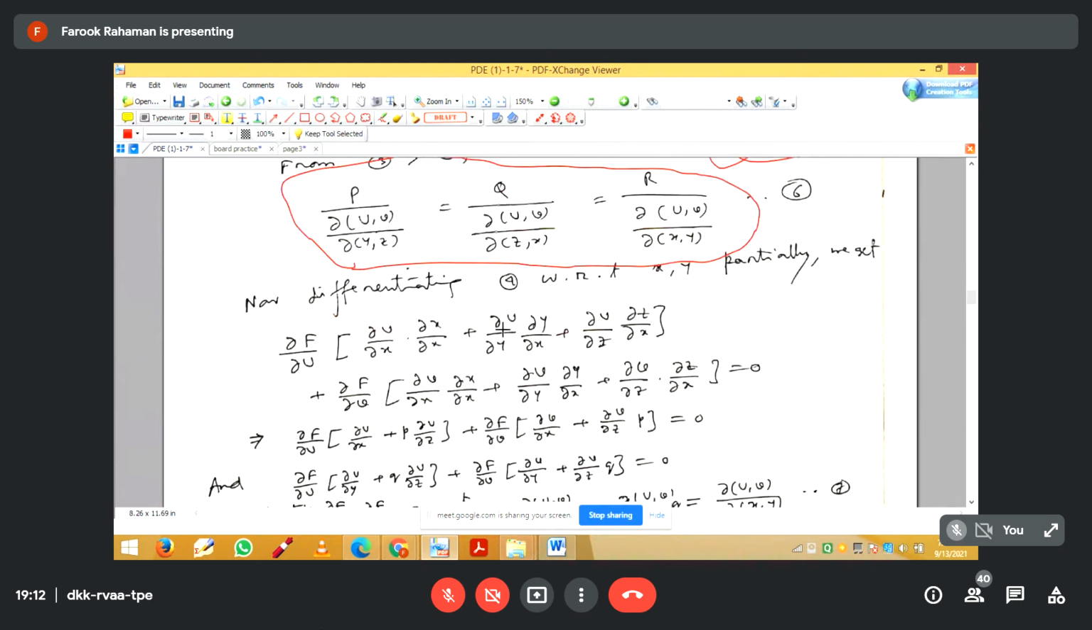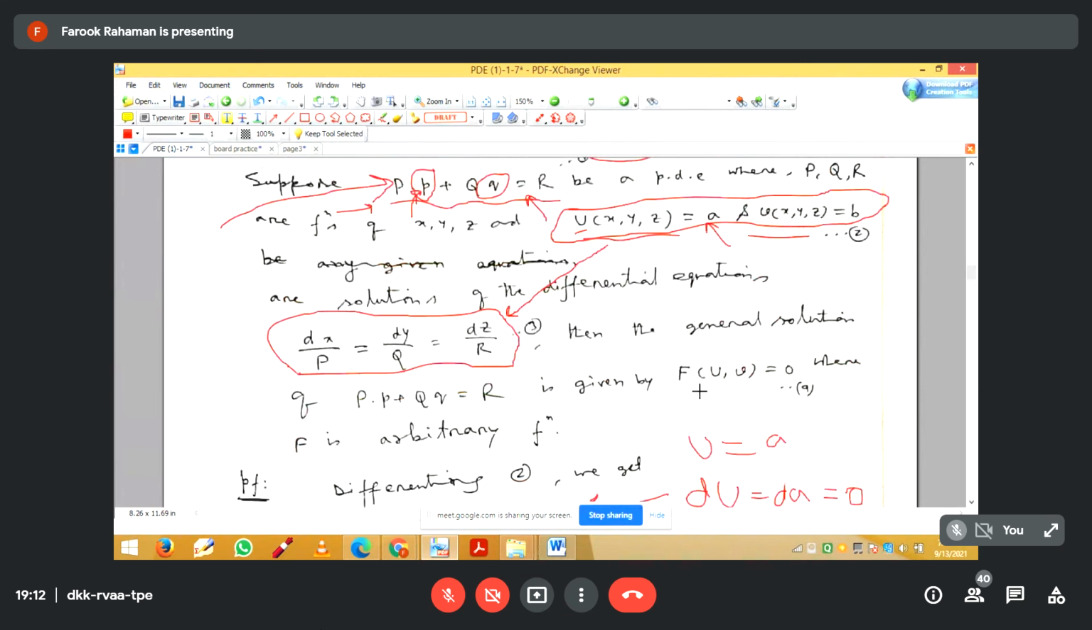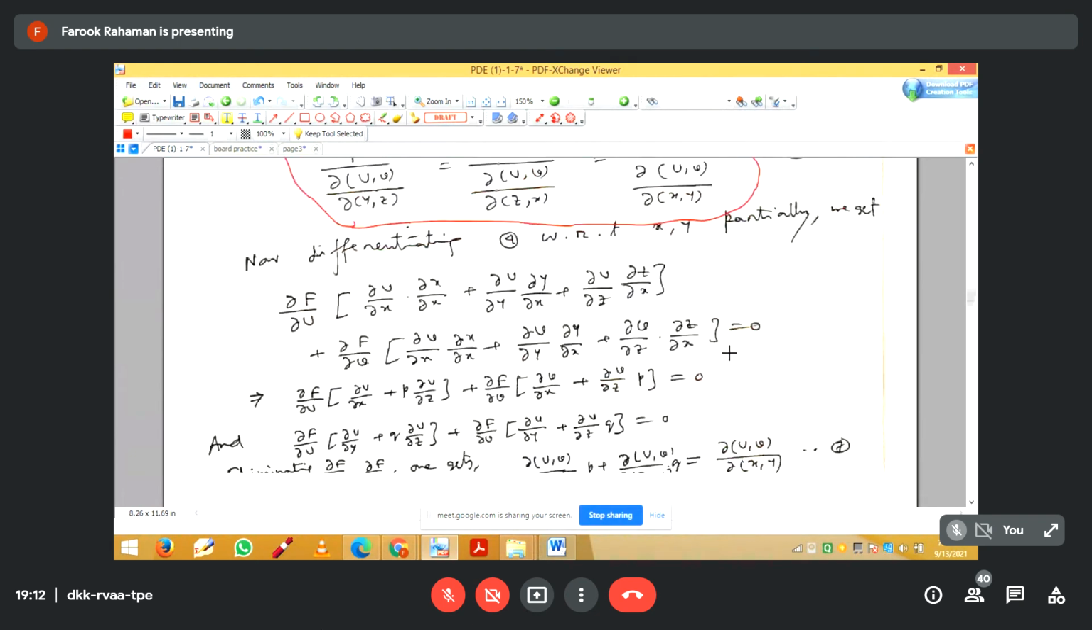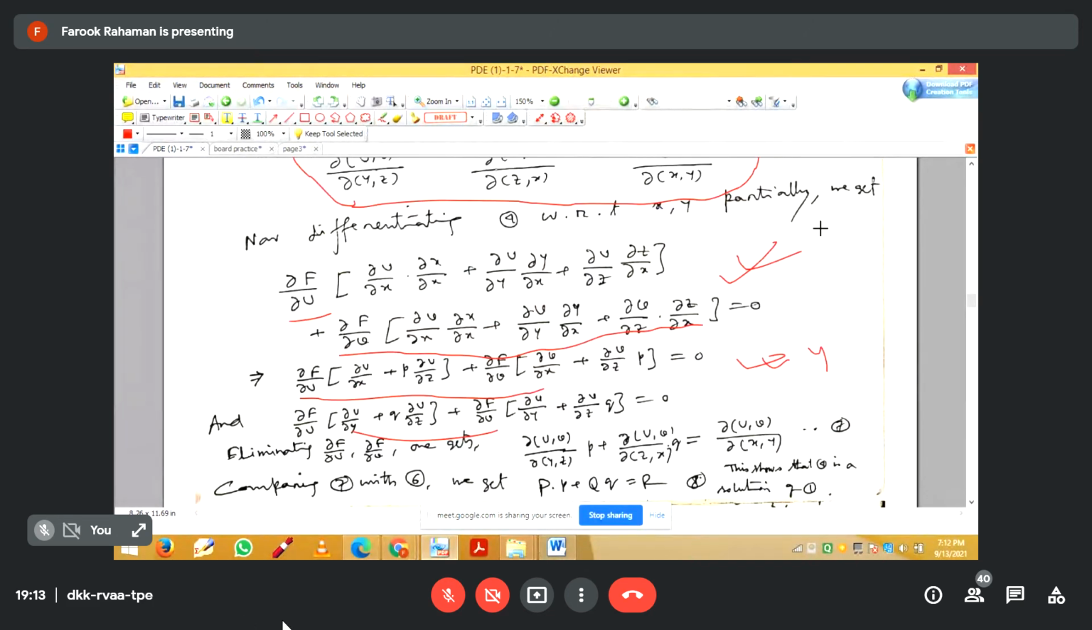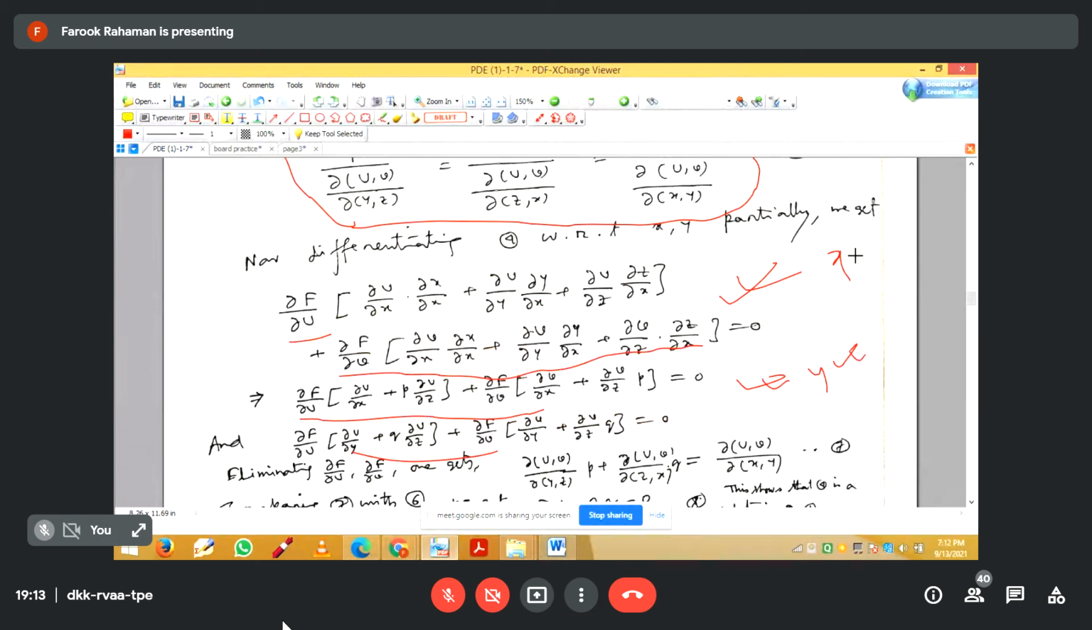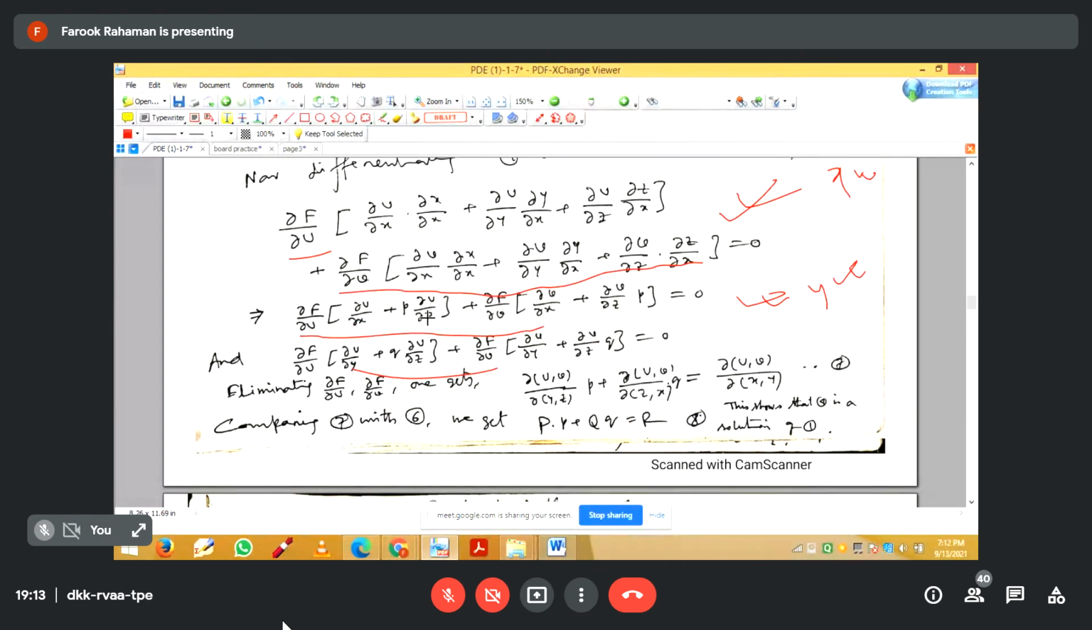Now differentiate with respect to, there is a 4. What is 4? Now this is the given equation. This is the solution of this equation. So differentiate with respect to x and y. One can use the chain rule for x, and one can use the chain rule with respect to y. This is with respect to x and this is with respect to y. Okay. Now take one side, this one. By eliminating del f del u and del f del v, as we have already mentioned in the first theorem or first example, one can get this one.